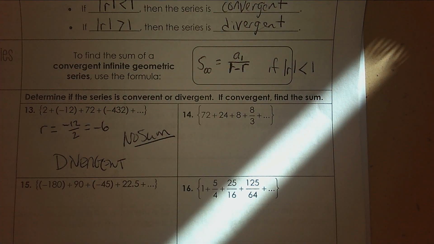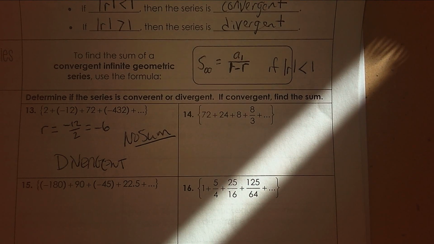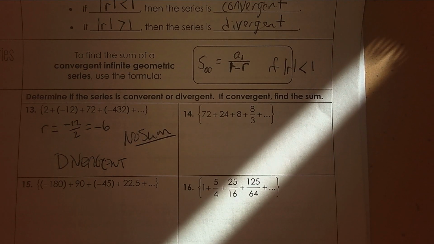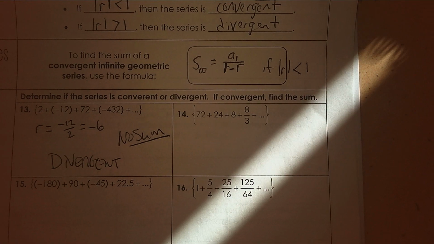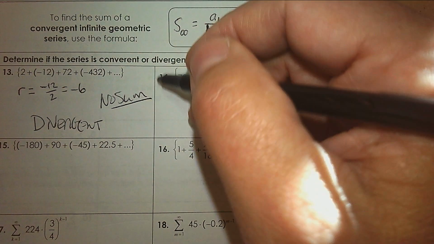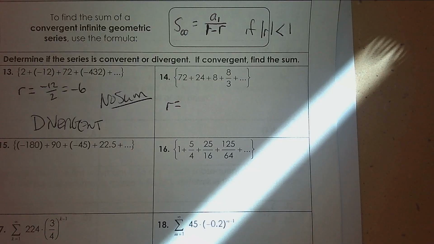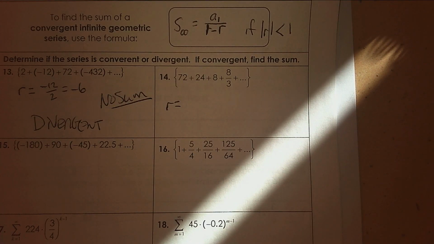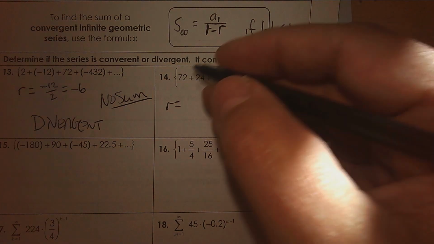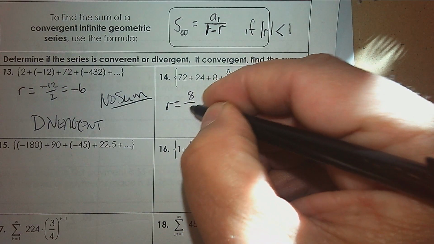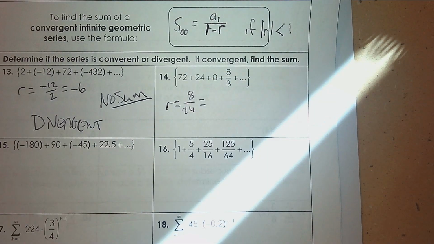Or you can say infinity. But we're going to write down no sum to find. So step 1 is to find the ratio. So again, how do I find the common ratio? Any two consecutive numbers. So, you know which one I'm going to pick? 8 over 24. I'm allowed to do that, right?